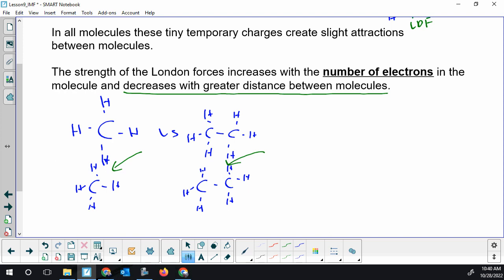You don't need to count electrons, just visually, if you look at the 2, the one on the right has more atoms. It's bigger, it's got more carbons, it's got more hydrogen. No need to count electrons, but there are more electrons here, so there will be greater London dispersion forces on the right-hand one.